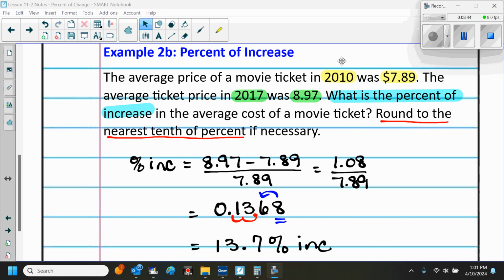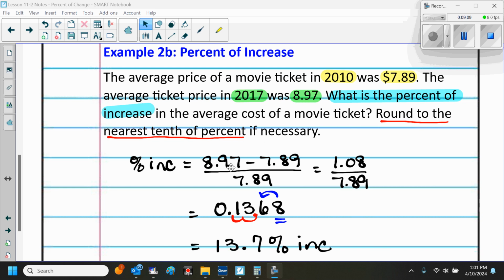All right, so the original was 2010, that was $7.89, that's the original. And then currently, the new price increase was 2017, which is at $8.97. So that's a percent increase. Now here's important information right here, you guys. It says round to the nearest tenth of a percent if necessary.